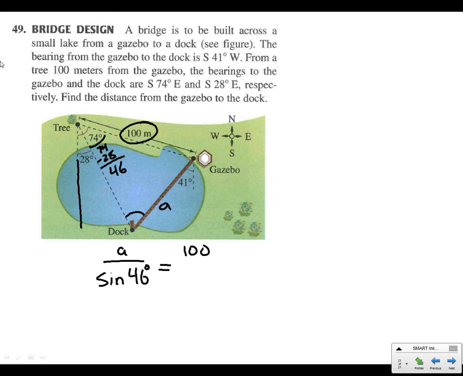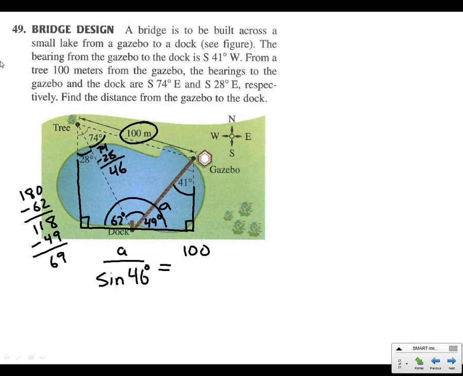And here's where you're going to figure it out. We're going to extend these type of problems. Extend your right triangles. If this is 41 and this is 90, then this is 49. If this is 28 and this is 90, then 90 minus 28 is 62. 180 degrees makes up a half circle. 180 minus 62 is 118. 118 minus 49 is 69. And so this angle in here is 69 degrees.